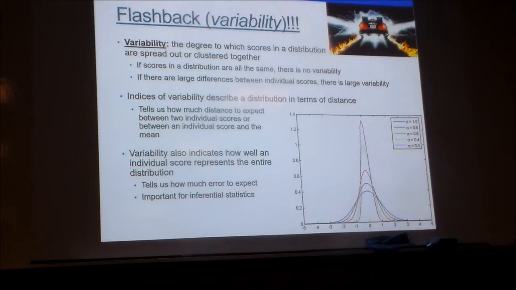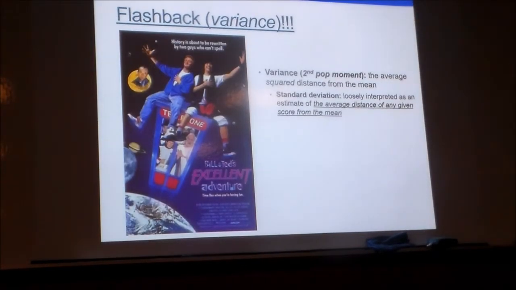People clear on variability? This is all bringing back fond memories of 50, 60. Excellent. Okay, variance, right? Recall that variance is our second population moment. Our variance is the average squared distance from the mean. So if I take the average distance from the mean, square that, we've got our variance. Standard deviation, again, is loosely interpreted as the average distance of any individual score from the mean, or the average distance of any 2 scores from one another.